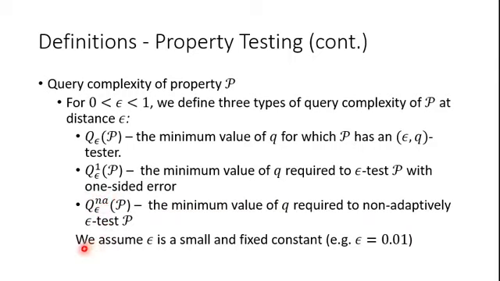And moving forward, we will assume that epsilon is a small and fixed constant, such as epsilon = 0.01, and so we can drop epsilon from the notation.